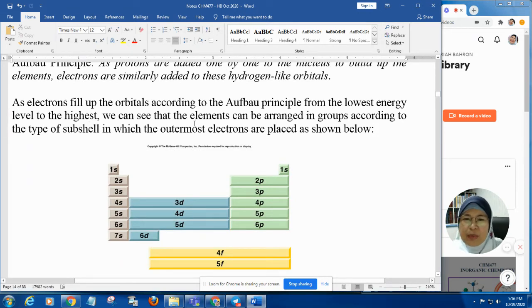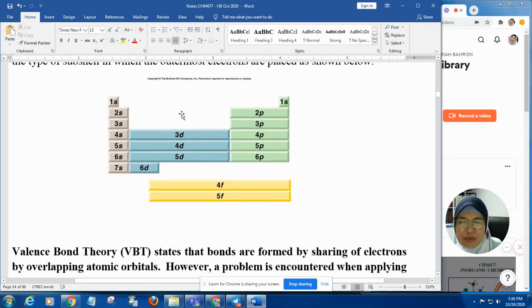Now, as electrons fill up the orbitals according to the Aufbau principle from the lowest energy level to the highest, we can see that the elements can be arranged in groups according to the type of subshell in which the outermost electrons are placed, as shown below. This must be quite familiar to you, the shape of the periodic table. If the outermost electrons are found in the 1s or the 2s or the 3s, 4s, the elements are placed on the left side of the periodic table. If the outermost electrons are located in the p orbitals, they are located on the right side of the periodic table. And if the outermost electrons are placed in the d orbitals, the elements are put in this bridge, the blue part of this periodic table.